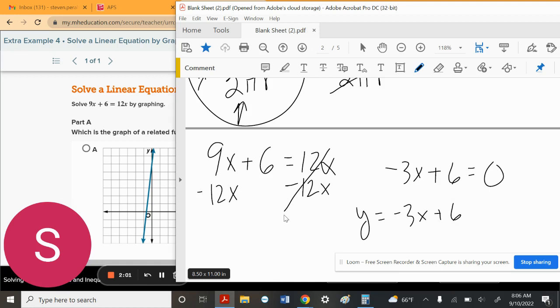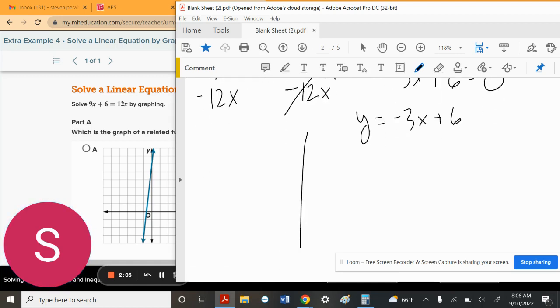So what does that tell me? That tells me that I have a y-intercept. 1, 2, 3, 4, 5, 6. I have a y-intercept all the way up here. This negative 3 is the slope, so it tells me to go down 3, 1, 2, 3, and over 1. So I'm going to go down 3, 1, 2, 3, over 1, so it's going to cross right there. So I can see that my equation is going to look something like that. Okay, so that's what my equation is going to look like.